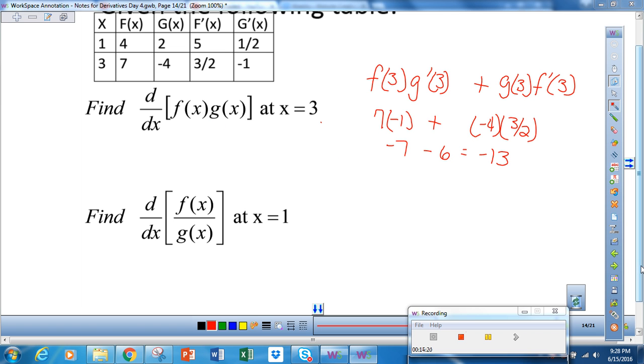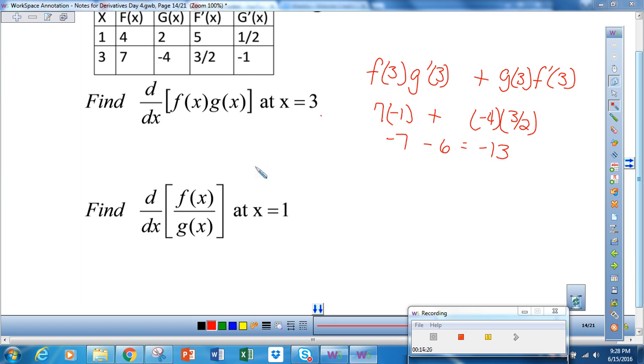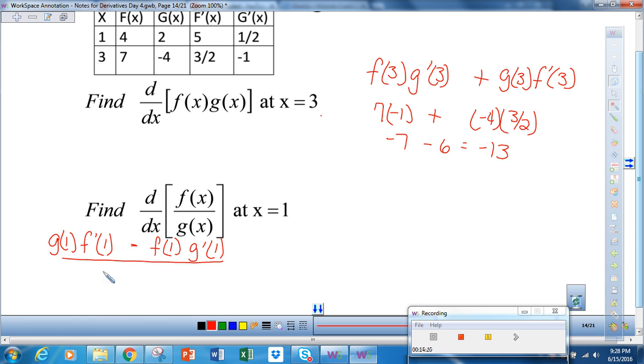And here you're going to have to use quotient rule. So here we're going to have to say the same thing that we did before. Low D high minus high D low, all over low squared.